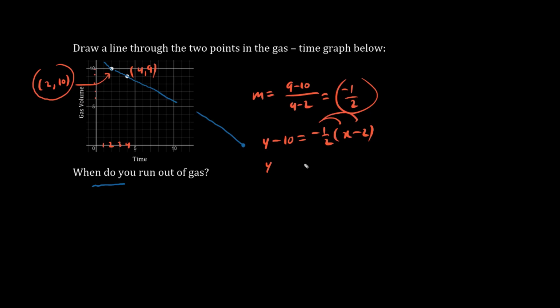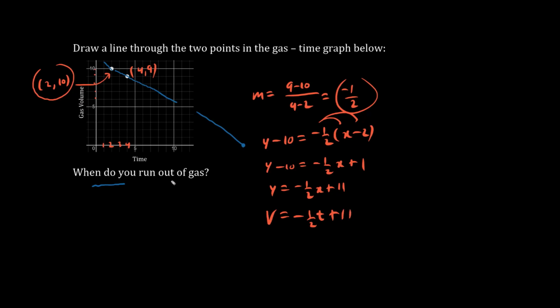So we have y equals -1/2 x plus 1. Adding 10 to both sides, we have -1/2 x plus 11. And the question is, when do we run out of gas? We can use y, we can even use v. Instead of using x, we can use t for time as well, same thing.